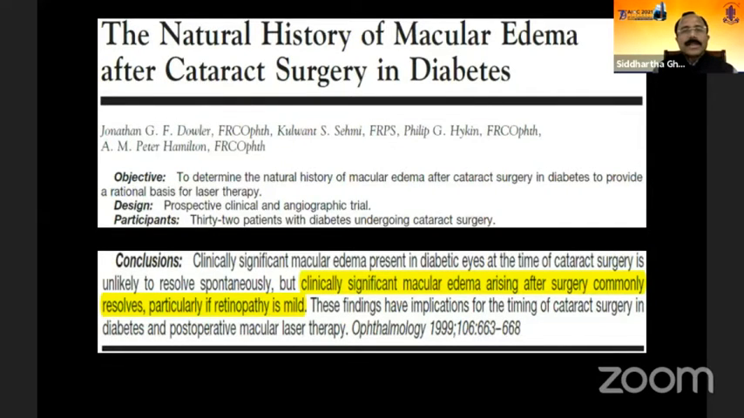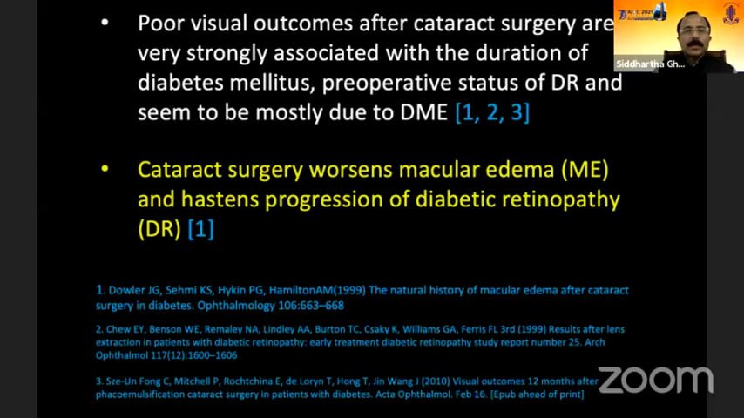You know, if we look at the natural history of macular edema after cataract surgery in diabetics, we will find that clinically significant macular edema arising after surgery commonly resolves, particularly if retinopathy is mild. Now, poor visual outcomes after cataract surgery are very strongly associated with the duration of diabetes and the preoperative status of diabetic retinopathy, and vision loss is mostly due to diabetic macular edema.